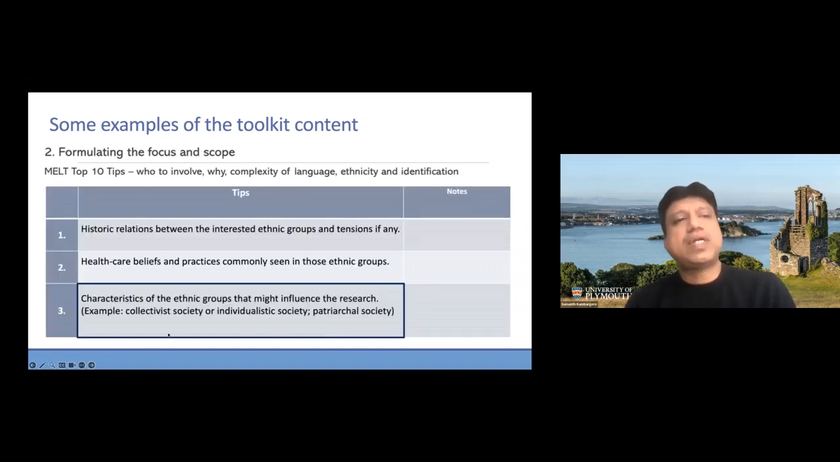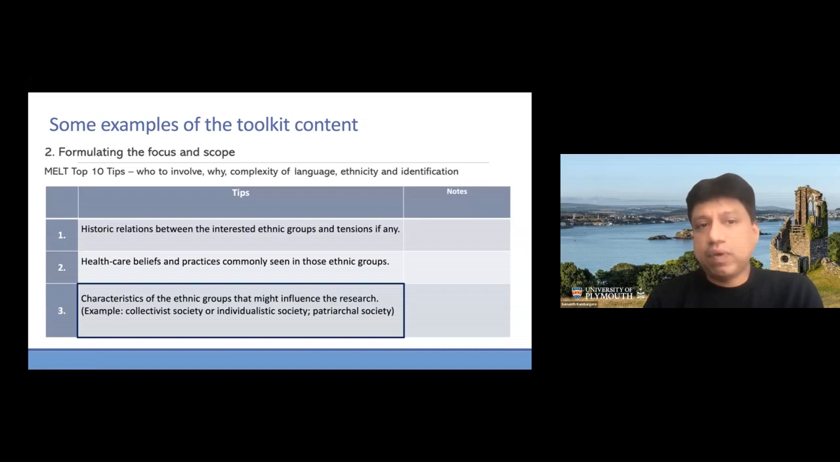The second section of the toolkit is regarding formulating the focus and scope. In this section, we have provided the top 10 tips: who to involve, why to involve, complexity of language, ethnicity, and identification. I would highlight one example here, the characteristics of ethnic groups that might influence the research. If you are working with a society, you should be aware whether they are a collectivist society or an individualistic society.